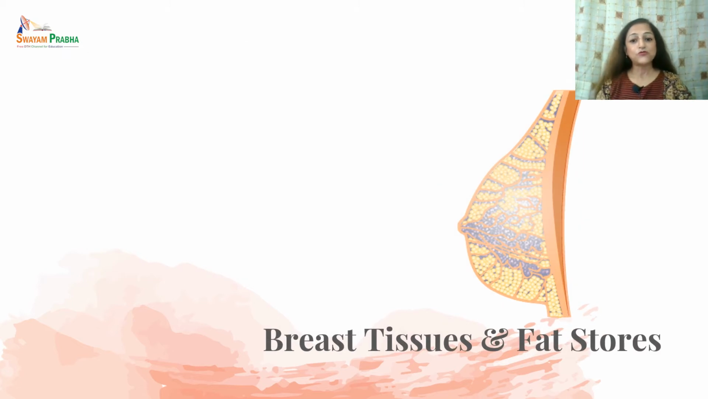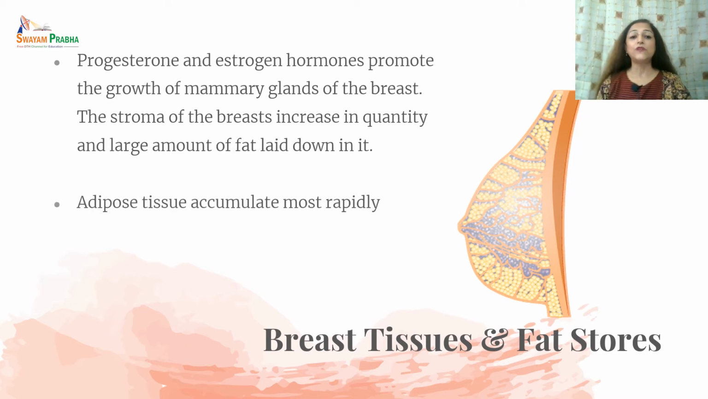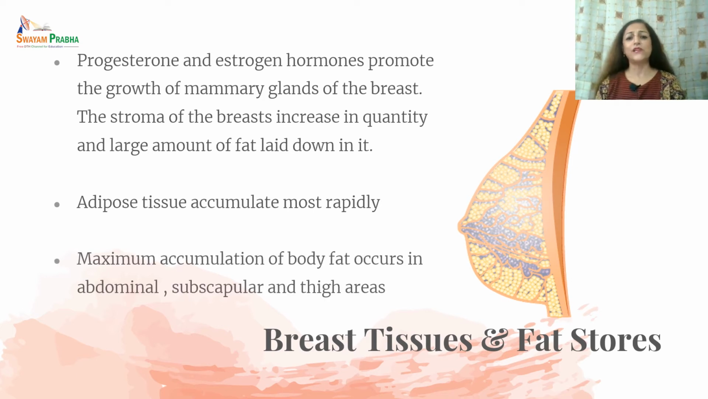And what happens to the breast tissues and the fat stores inside the mother? The progesterone and estrogen hormones promote the growth of the mammary glands of the breast. The stroma of the breast increases in quantity and a large amount of fat is laid down in it. And adipose tissues accumulate most rapidly during mid-pregnancy. The maximum accumulation of body fat occurs in the abdominal region, in the subscapular region and in the thigh areas. The subscapular region is the area in our upper back.